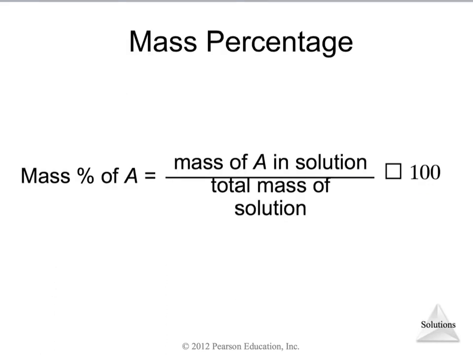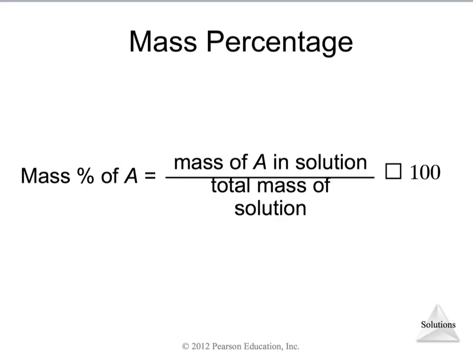Okay, so the next few slides have to do with ways of expressing concentration. We know that concentration can be expressed qualitatively or we can express it quantitatively. So usually when we express it qualitatively, we use the words either dilute or concentrated. But when we talk about concentration quantitatively, then we can think about it several different ways. So one way that we can express concentration quantitatively is through the mass percent.